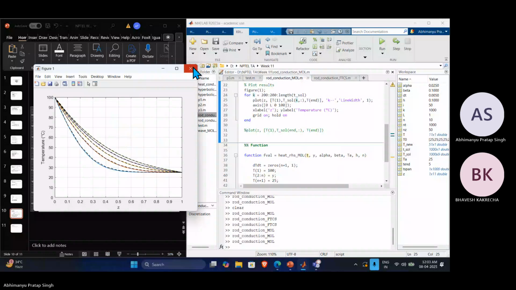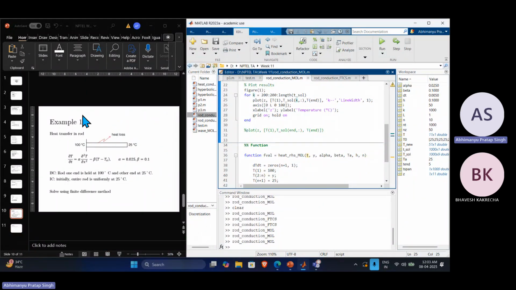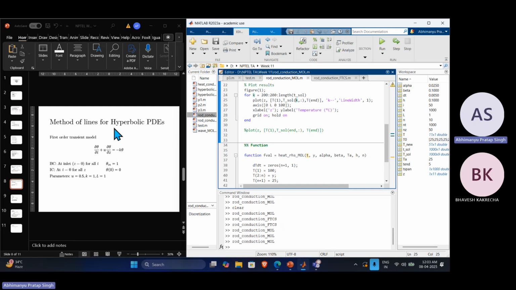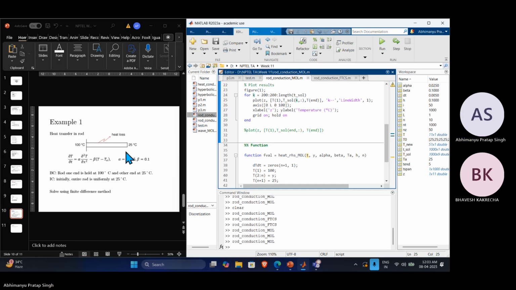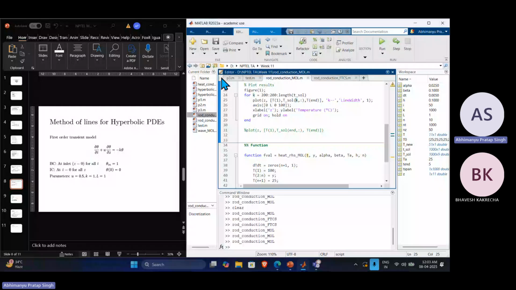Yeah, fine. So this is for the transient case. So method of lines for transient PDEs. Next is method of lines for hyperbolic PDEs. So similar to the earlier case, we discretize this equation.